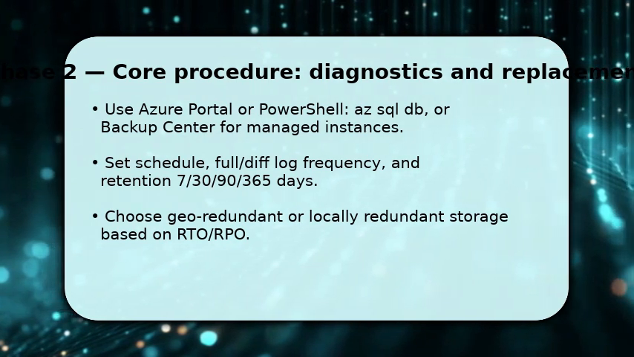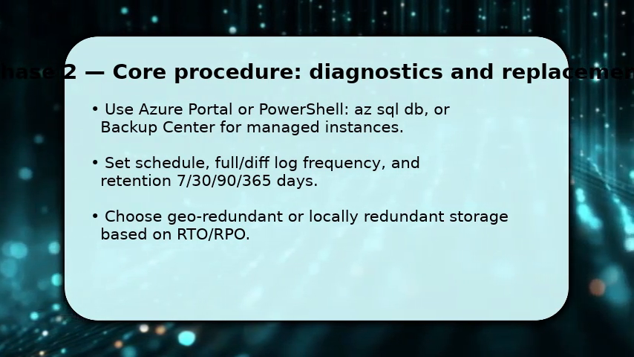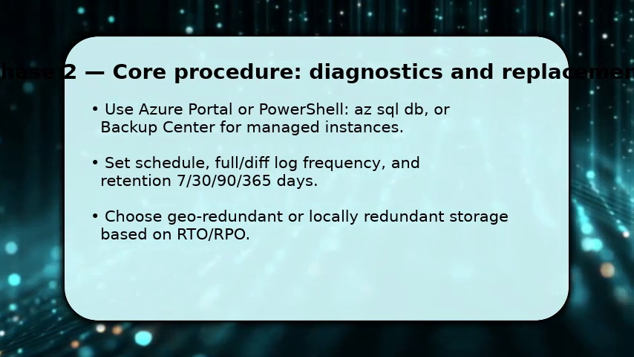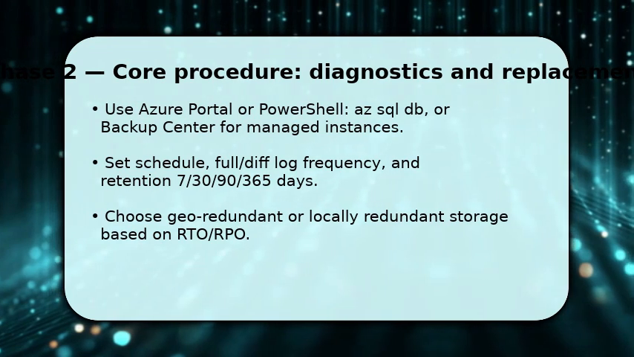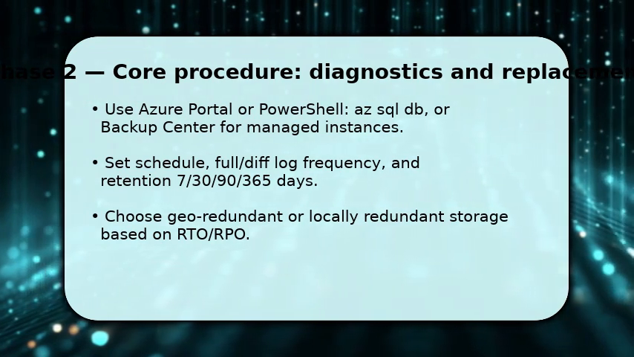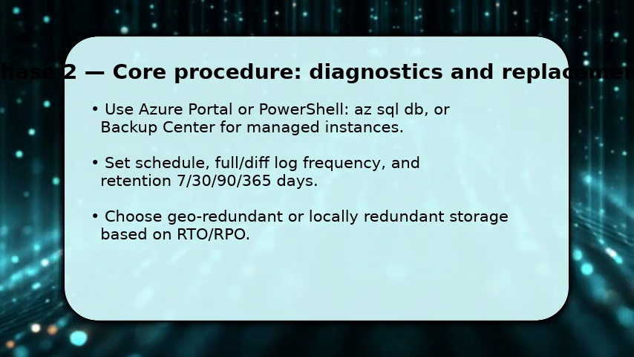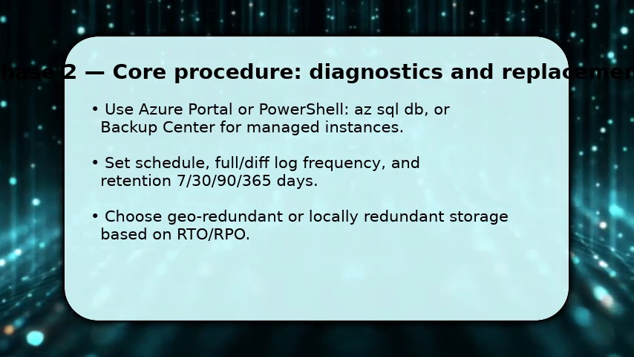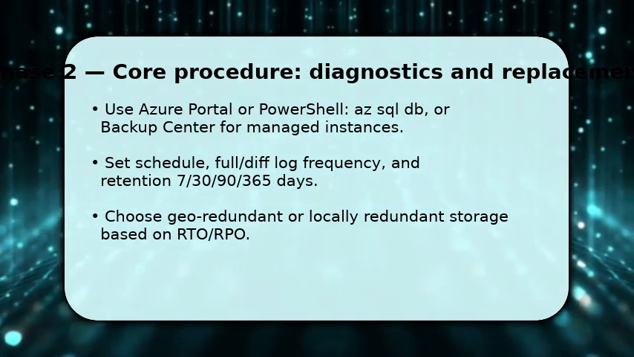Then select retention, short-term for quick restores versus long-term for compliance, for example 7, 30, 90, or 365 days. Finally, pick storage redundancy, geo-redundant if you need cross-region resilience. This affects cost, so balance RTO and budget before running.